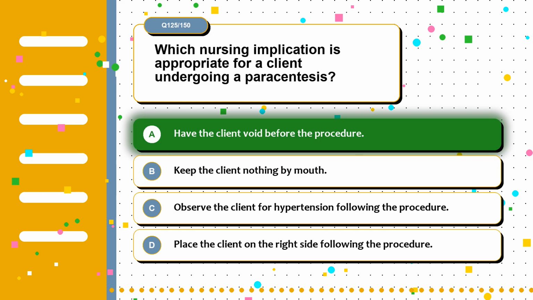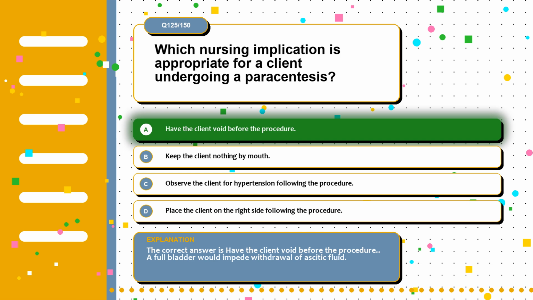The correct answer is option A. Have the client void before the procedure. A full bladder would impede withdrawal of ascitic fluid.